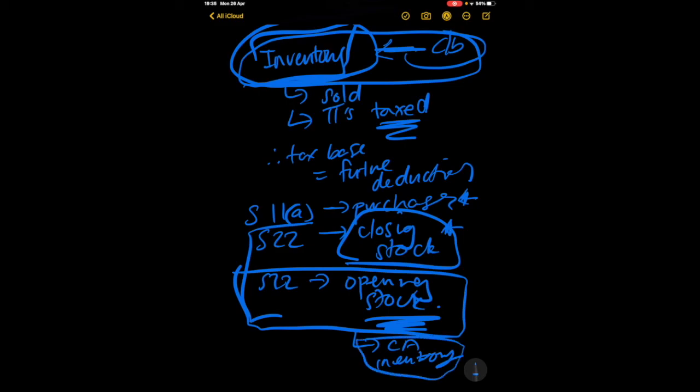And so that is why the inventory tax base is its carrying amount. It's the carrying amount for a different reason, not because the future economic benefits are not taxed, as is the case with trade receivables, but because the future economic benefits are taxed, and in the future we are going to get a deduction, and that deduction is my opening stock deduction in terms of Section 22.